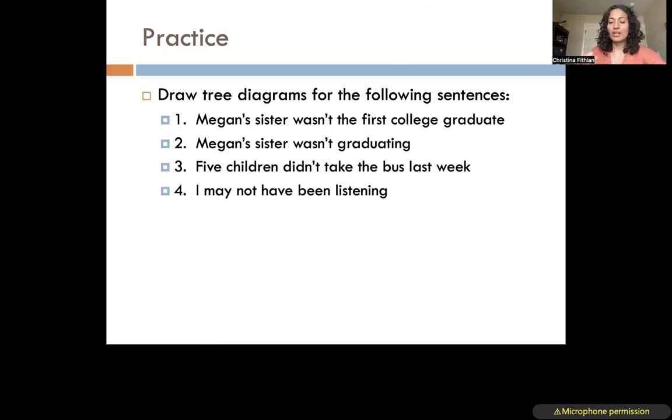So go ahead and try to do these practice sentences on your own. Take a look at the pages I've posted as well, too. That'll help you to do the tree structures. And then hopefully when we get into class, we can just review them together. We won't really spend much time creating them.